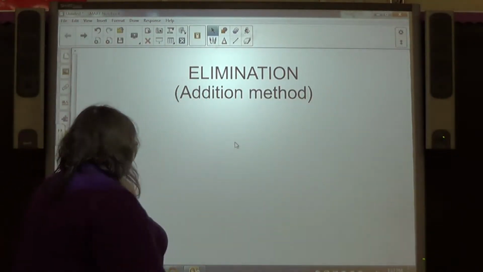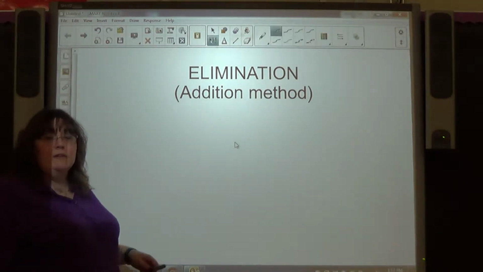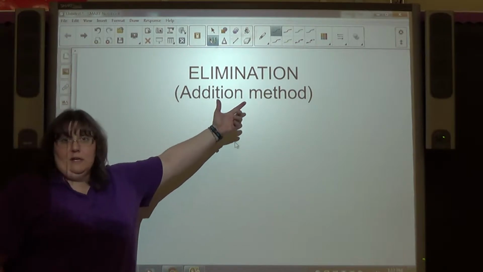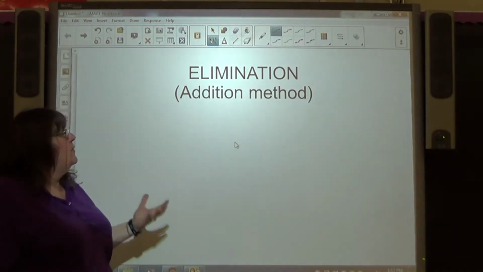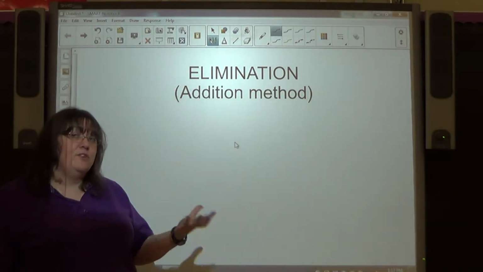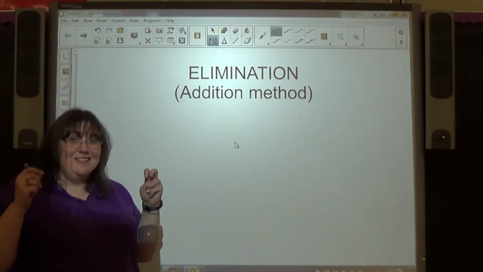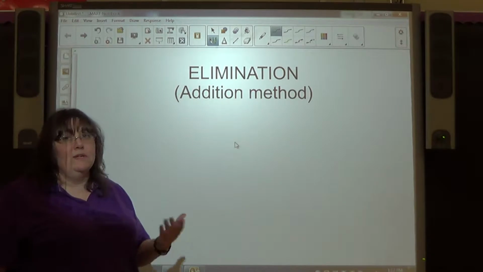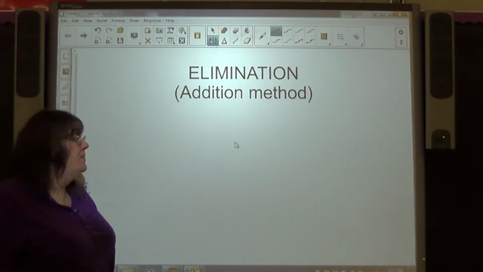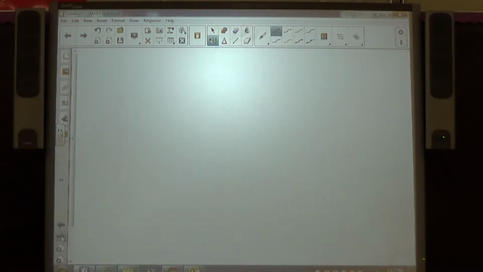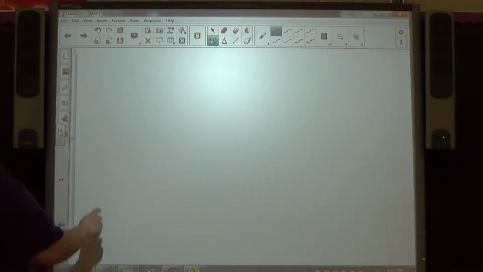Elimination is another type of method for solving systems of equations. Now, in our book, it's called the addition method, but really it's just adding the two equations together in order to eliminate one of the variables, either x or y. Okay? So, let's look at an example of how elimination works.